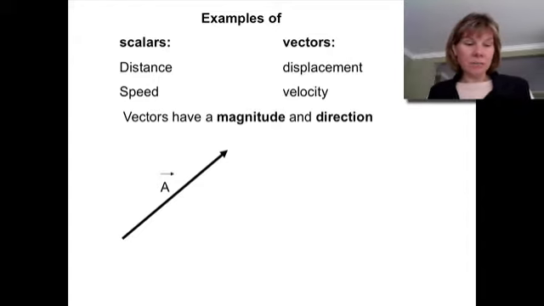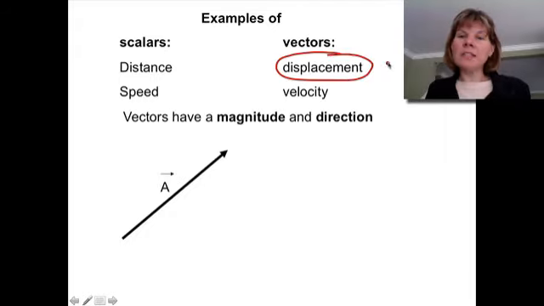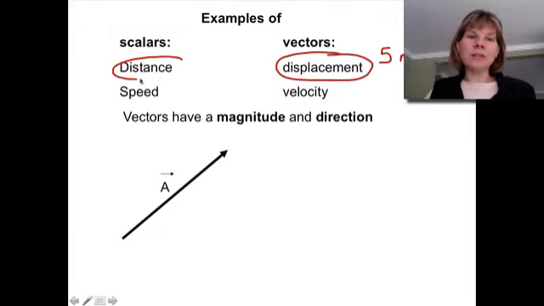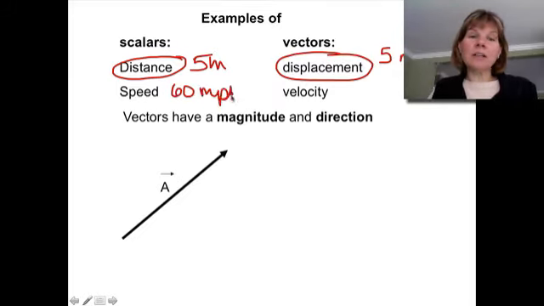So a vector, by contrast, an example of a vector would be displacement. Displacement, an example of this, is 5 meters that way. Whereas if we're talking about distance and we just say 5 meters, that's just one piece of information. This is two pieces of information. Another example is speed. If I'm going 60 miles an hour on the freeway, that's just one piece of information. If I'm heading 60 miles an hour north on 280, that's two pieces of information.